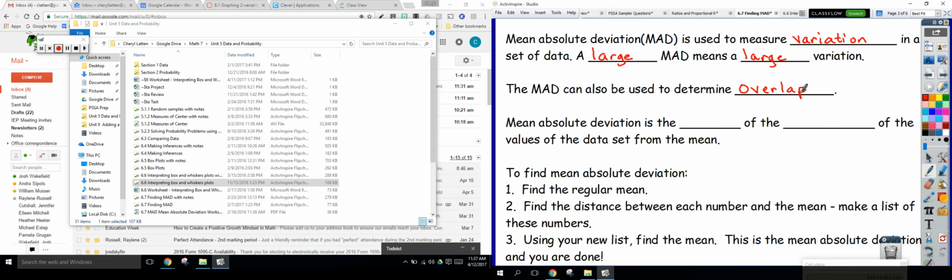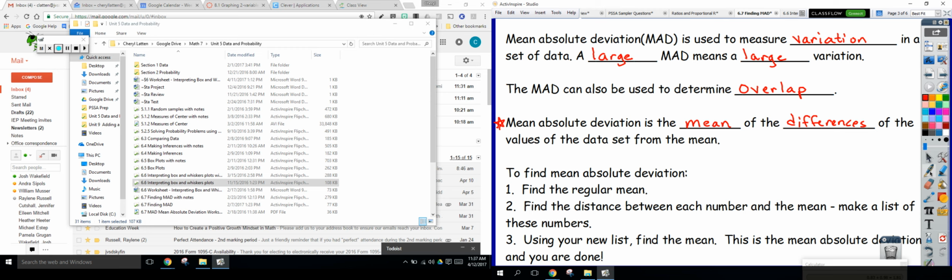Here's the definition. Mean absolute deviation is the mean of the differences of the values of the data set from the mean. So we're finding the mean, or we're taking the average of the differences. When we have a data set, we're going to find the mean of that data set. That's the first thing that we do. We just find what the mean is.